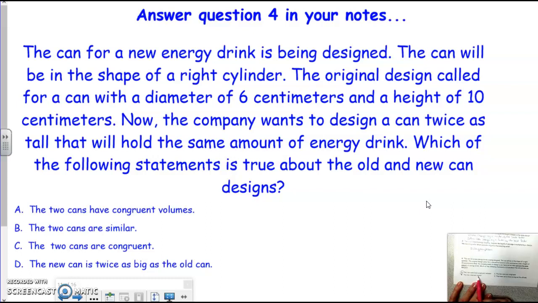They are not similar because you're only changing one of the dimensions. You're doubling the height, not the radius. The cans are not congruent. We know that because we just said that you made it twice as tall. And it says the can is twice as big as the old can. Well, the volume of it is what's the same. We don't know if it's going to be twice as big or not.